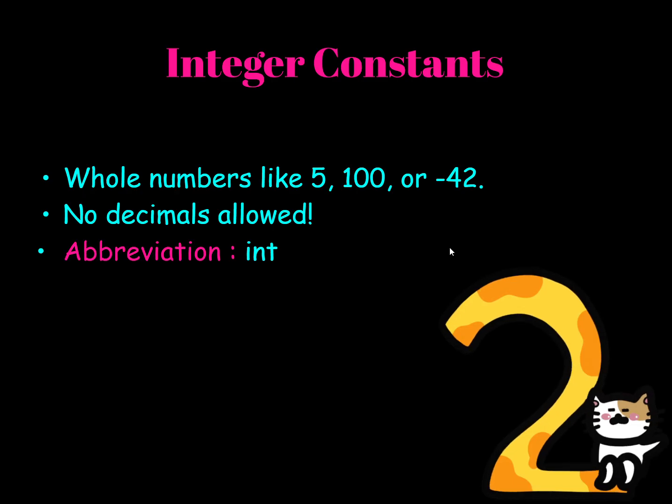So what are integer constants? Integer constants are like whole numbers, like 500. I know minus 42 is not a whole number, but basically integer constants consist of integers. That's the main part. But no decimals are allowed, because a decimal is not an integer, is it?